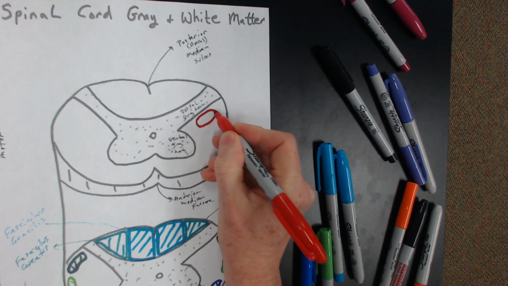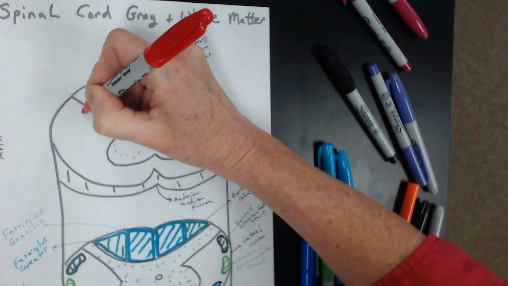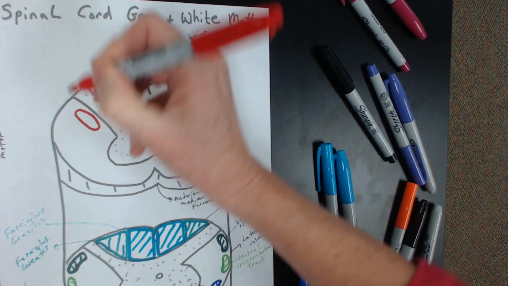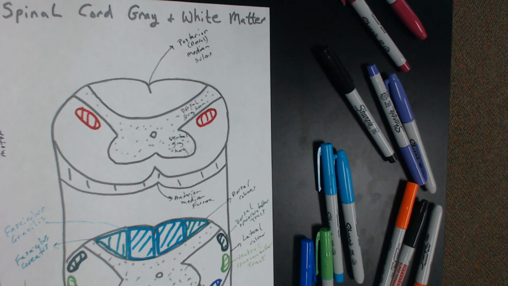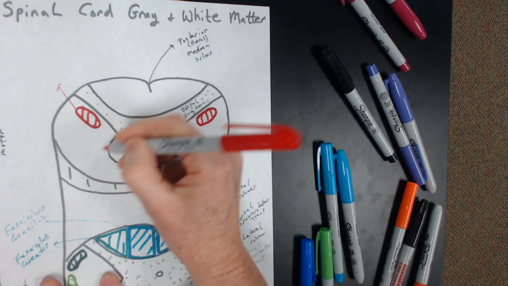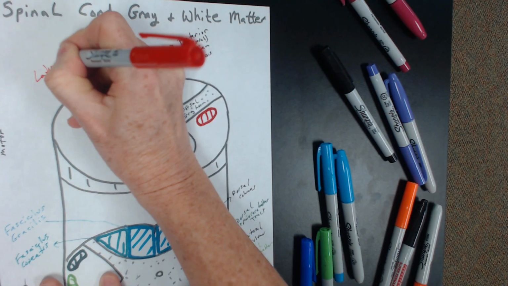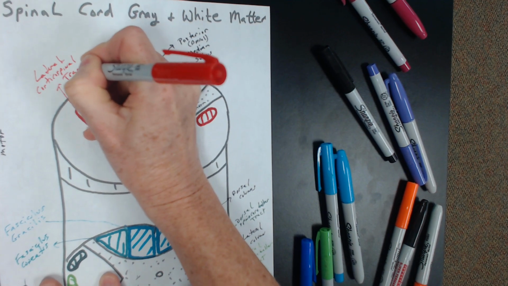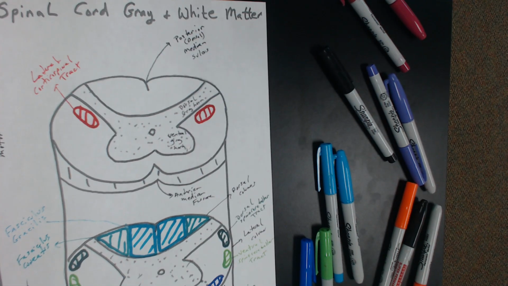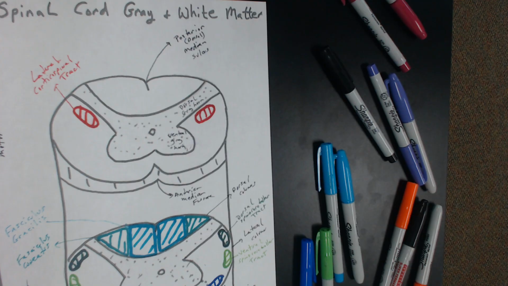Bilaterally, you're going to have your lateral corticospinal tract. This is going to be that main tract that carries motor information from the precentral gyrus. And it's in your lateral column, so it's the lateral corticospinal tract. That's the first one we talked about. Remember, from the level of the precentral gyrus all the way down through the spinal cord. That's going to be your big one, your lateral corticospinal tract.